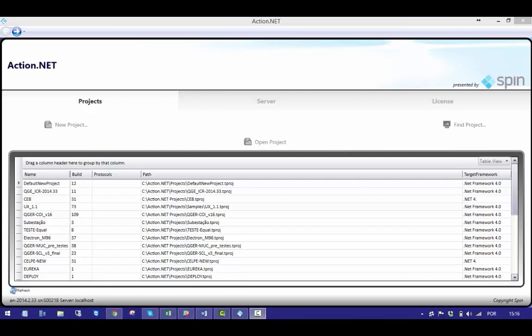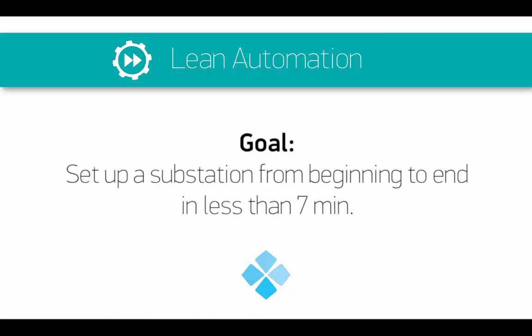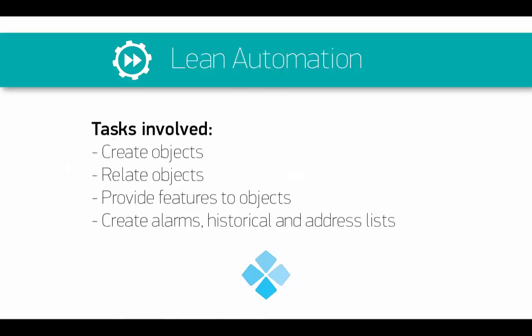In this video, I will show you how the Lean Automation System works. Lean Automation is a fast, low-cost process that speeds up the configuration and commissioning of the system supervision of any electrical plant. In this video, I will perform the configuration of a system of a substation from start to finish in less than 7 minutes. This means creating objects, relating them, and giving characteristics to them, as well as creating a list of alarms, history, and addresses. Let's go.